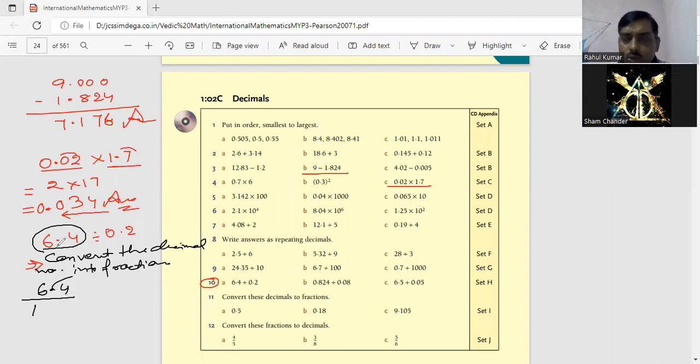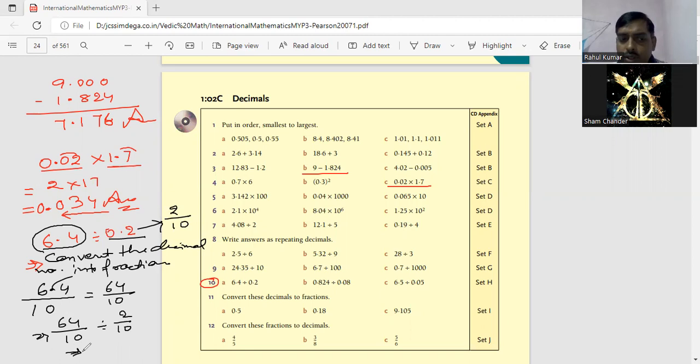So here what you need to do, just convert the decimal number into the fraction first. So it will be 64 by 100, sir. Not 100, it's 10 only. Yes, sir. So 64 under 10. Similarly, 0.2, how can you write it? This will become 2 under 10. So the first is 64 under 10, division 2 under 10.